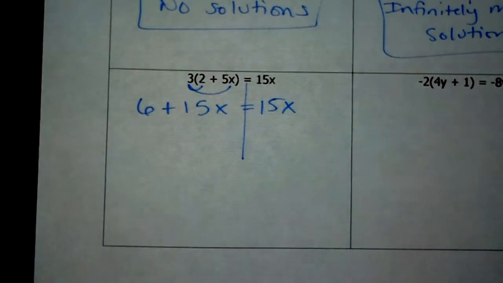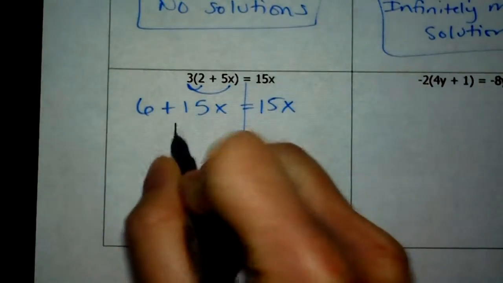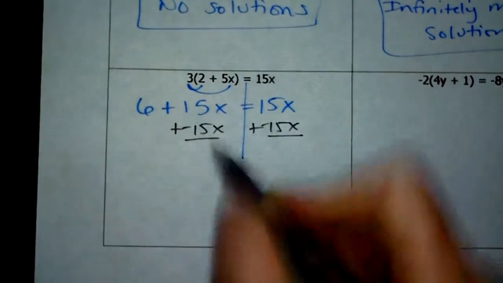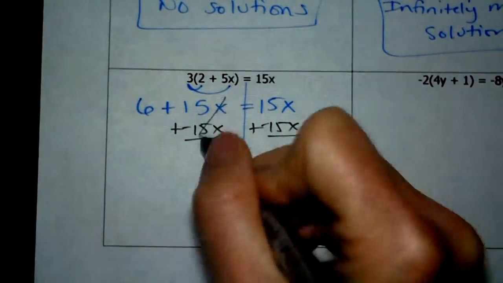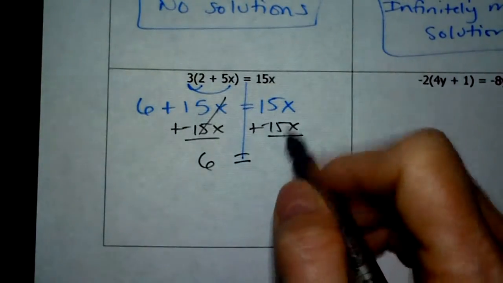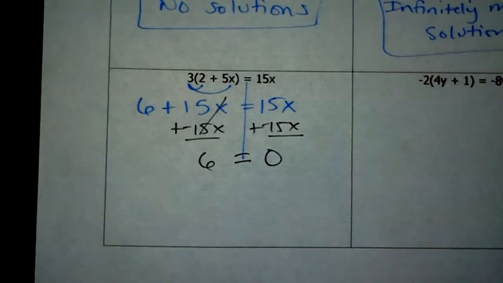And with this double-sided equation, you choose one of the variable terms to cancel out. I'm going to cancel out this positive 15x by adding a negative 15x. 15x plus negative 15x is 0, and 0 plus 6 is 6. So you see how the x's are gone. They've canceled out. I'm left with 6 equals 0.